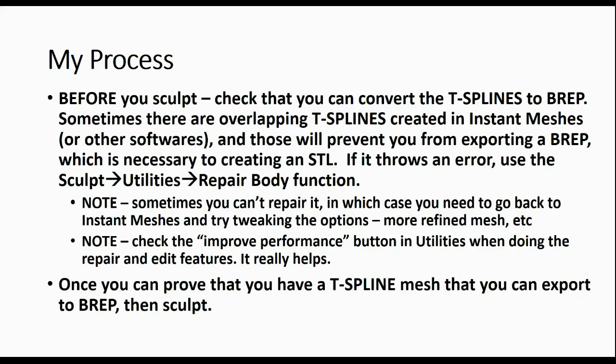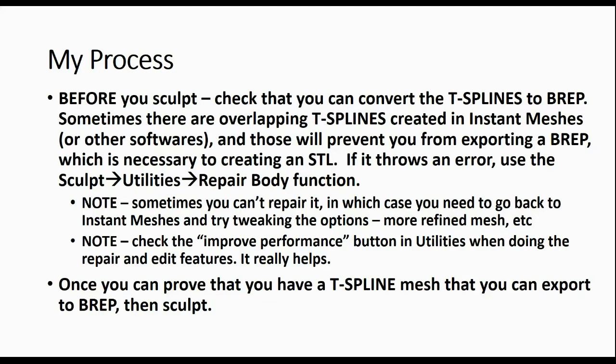So before you sculpt it, just click on the object, try to convert it back to BREP. And if Fusion 360 throws an error saying something like overlapping T-splines, there is a utilities repair function in the sculpting mode. So go to Sculpt, go to Utilities, use the repair body function, and hopefully that will get rid of those overlapping T-splines. Sometimes you just can't fix it, and there are problems in the mesh. In that case, I've gone back to Instant Meshes and tweaked some of those refinement options. More mesh vertices, sticking or not sticking to boundaries, etc. There's some trial and error here. And also in Fusion 360, when you're doing the sculpting and the mesh editing, check the box under Utilities that says Improve Performance.